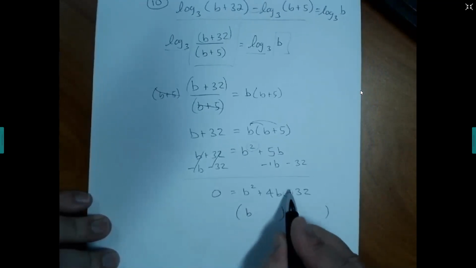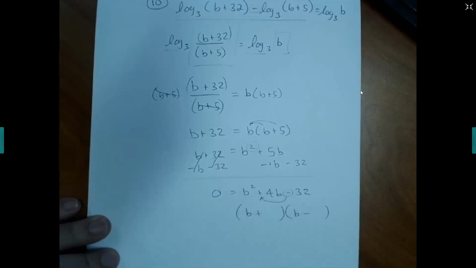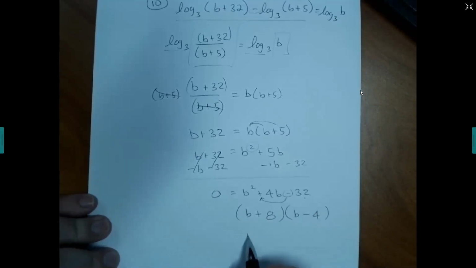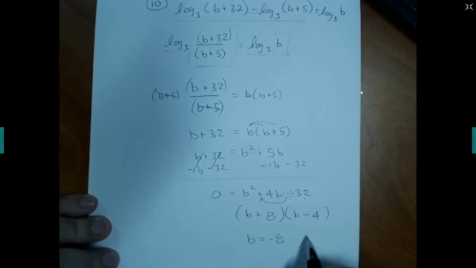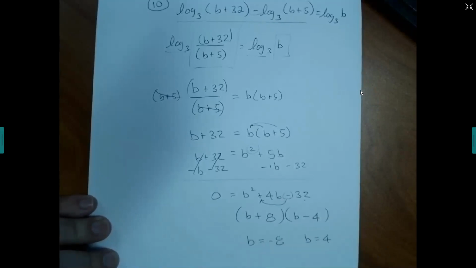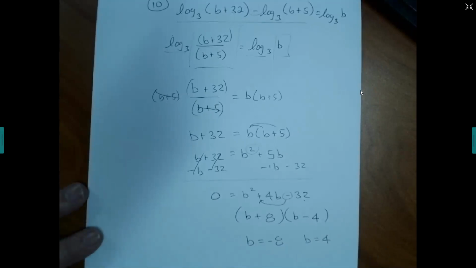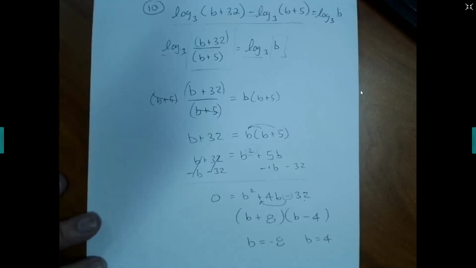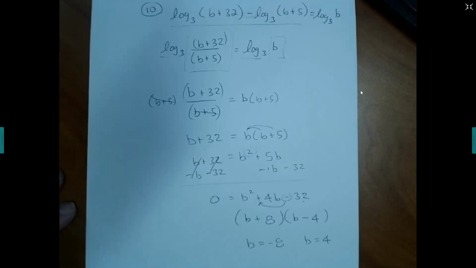B and B, the second sign is negative, so positive, negative, but this time the bigger number is positive. What times what is 32? When you subtract them, you get 4. 8 times 4. So that means our answers are -8 and positive 4. So which one can we not use? So -8 doesn't work in the second half.